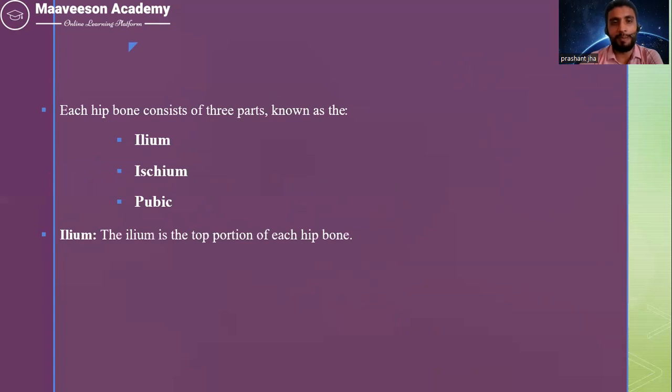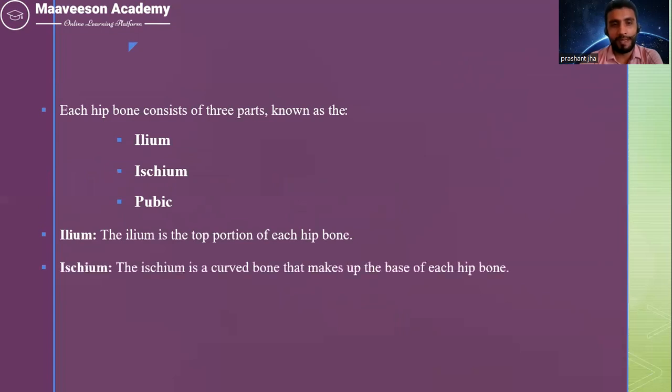Ilium. The ilium is the top portion of each hip bone. Ischium. The ischium is the curved bone that makes up the base of each hip bone. And third one is the pubis. The pubis is located in the front part of the hip bone.